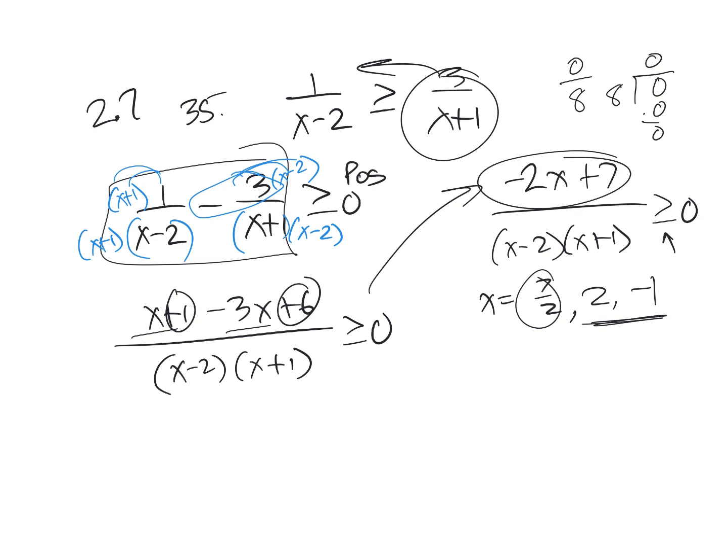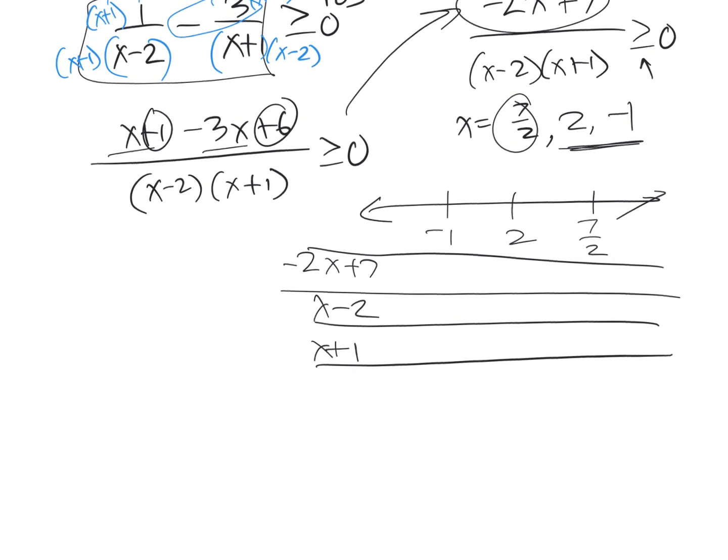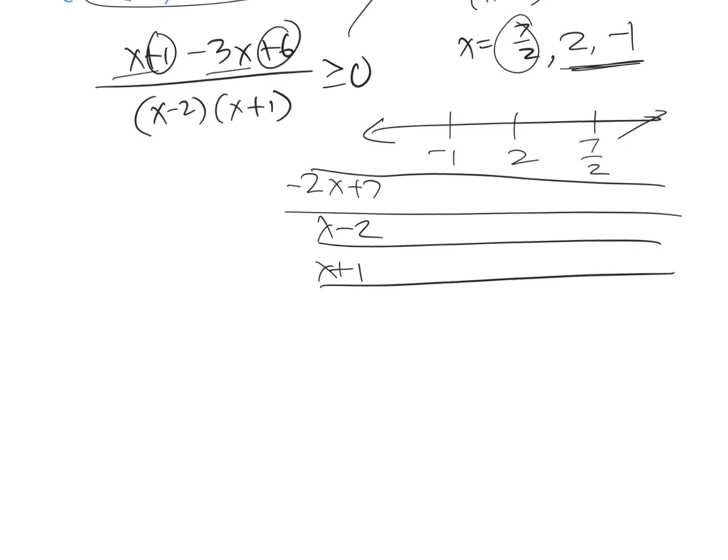Okay? So now we draw this. Smallest number is -1. Then we go to 2. And then 7/2 is 3.5, so that's bigger. Okay. And now you plug everything in separate form. So -2x plus 7. All right. And then you have x minus 2 and x plus 1. Let me move all this up. Okay. And then your total.